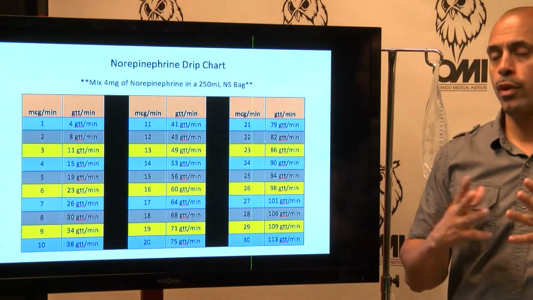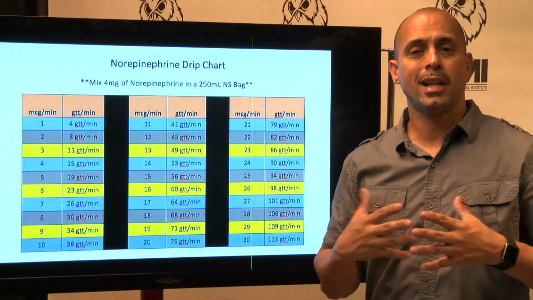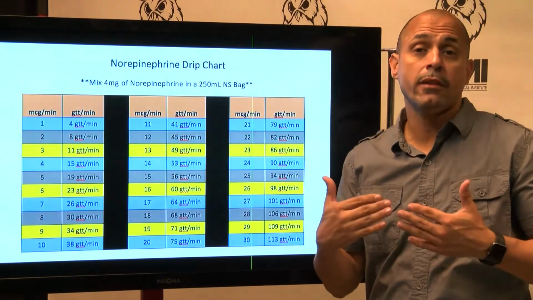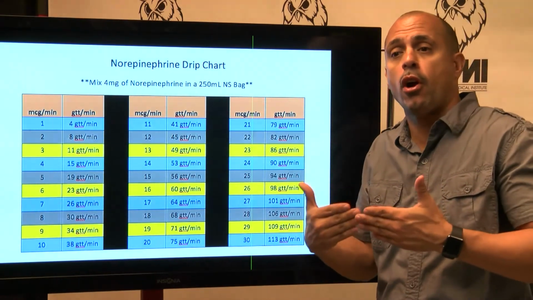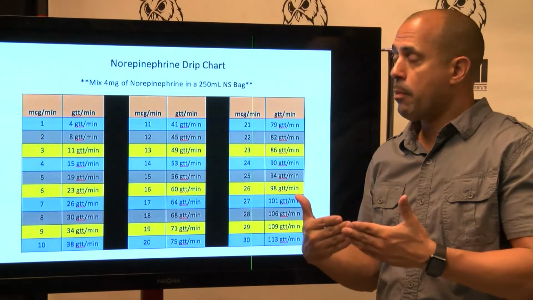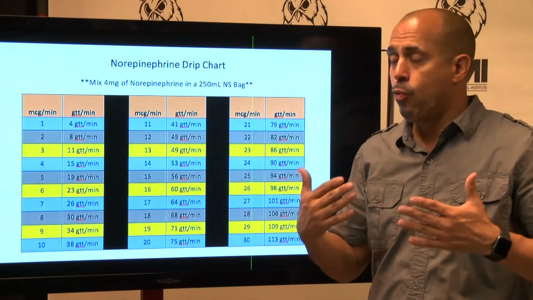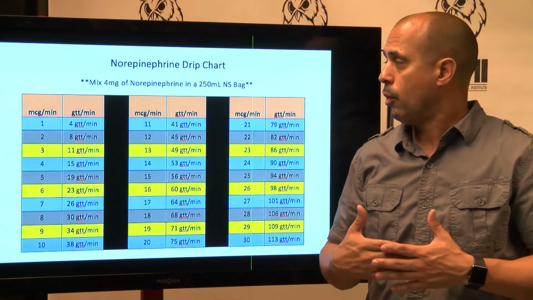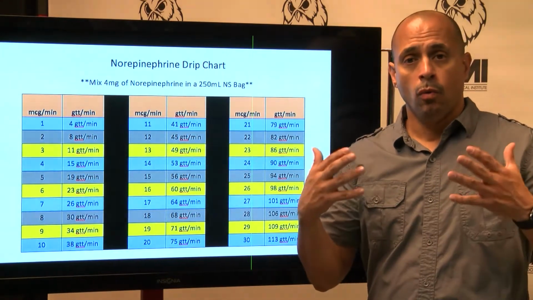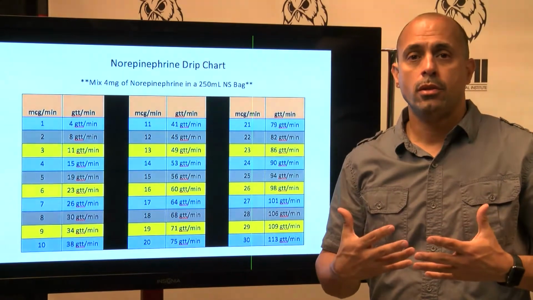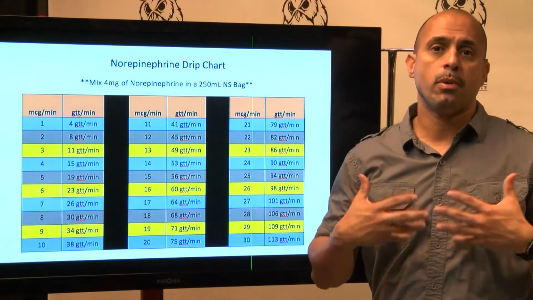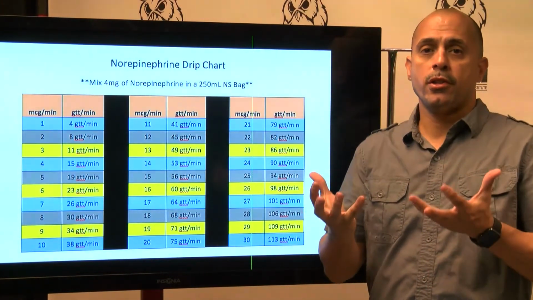Now, guys, real simple, real easy. This is kind of like dopamine, where we have to figure out a start point where we want to start with this norepinephrine for this patient. Once we start, let's say we decided to start at 1 mic per minute. Once we start that, what are we trying to do? We're trying to increase cardiac perfusion. We want to bring blood pressure back up.